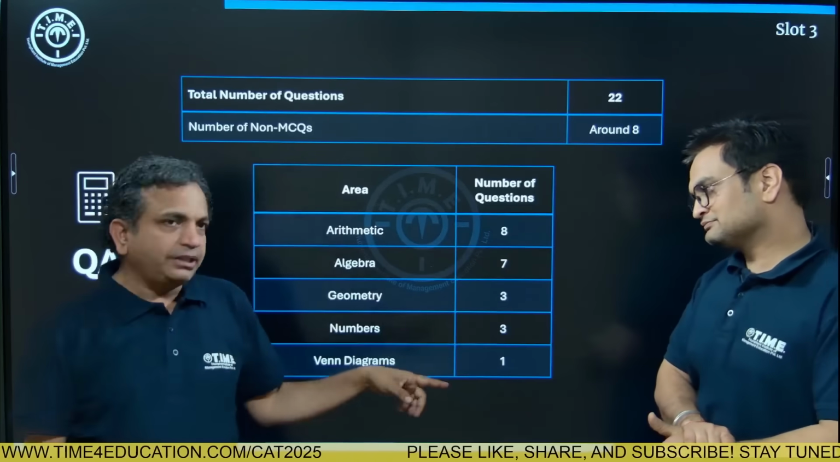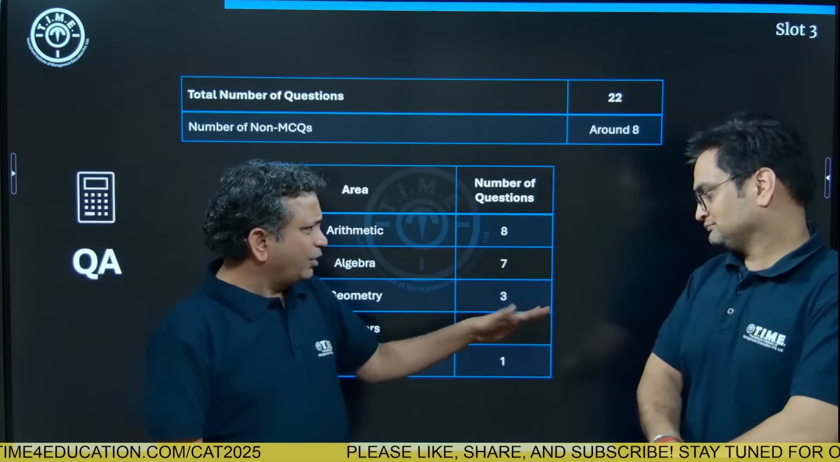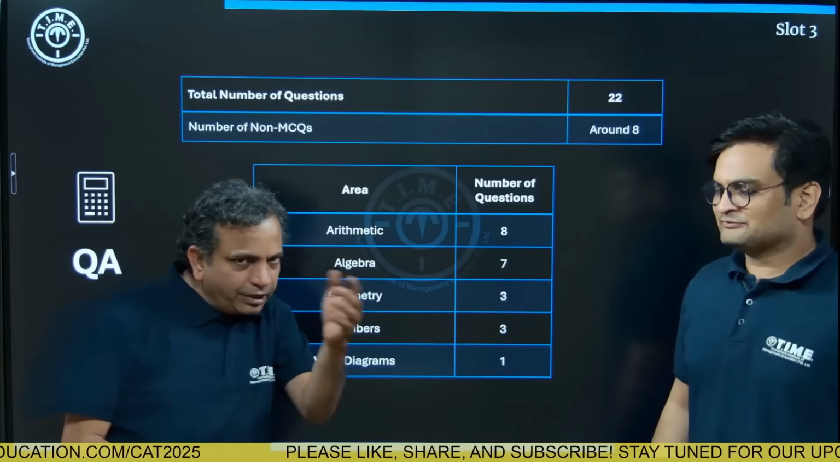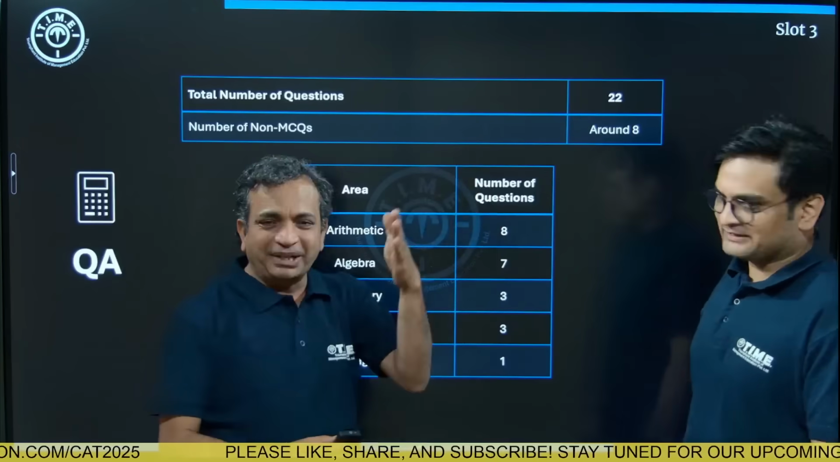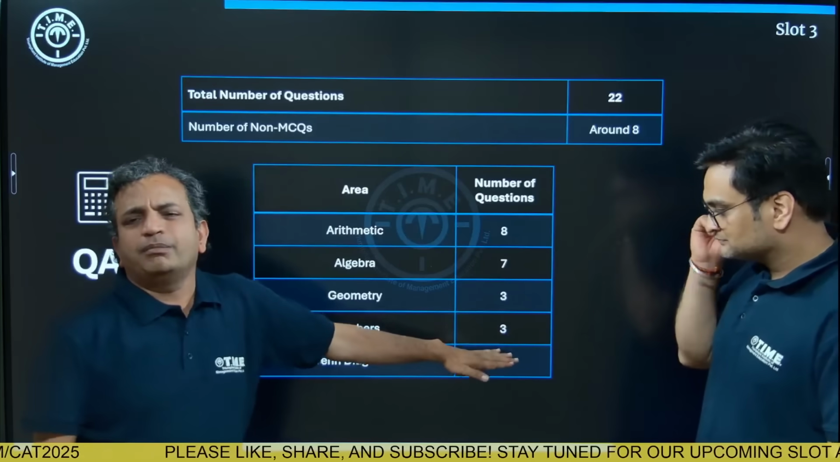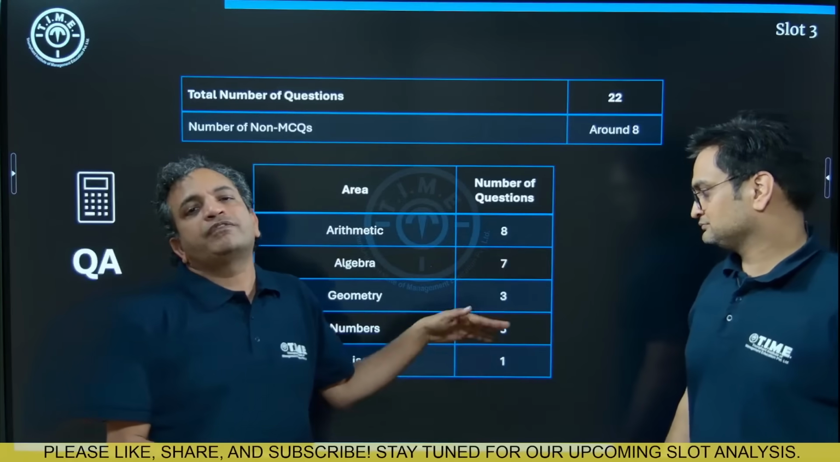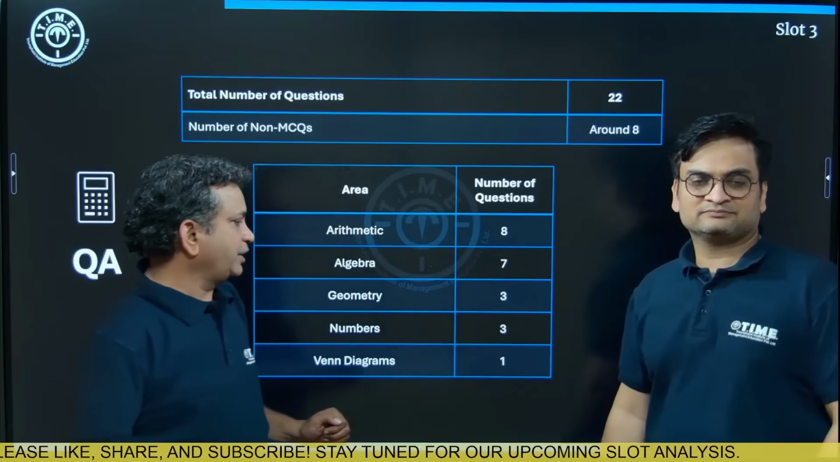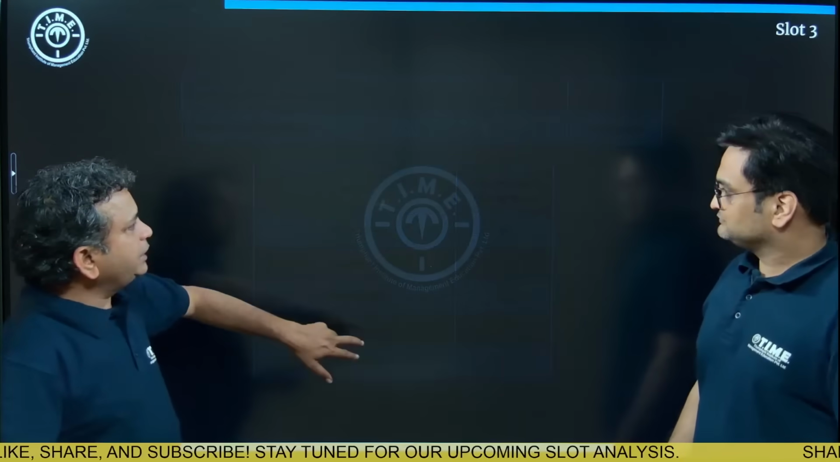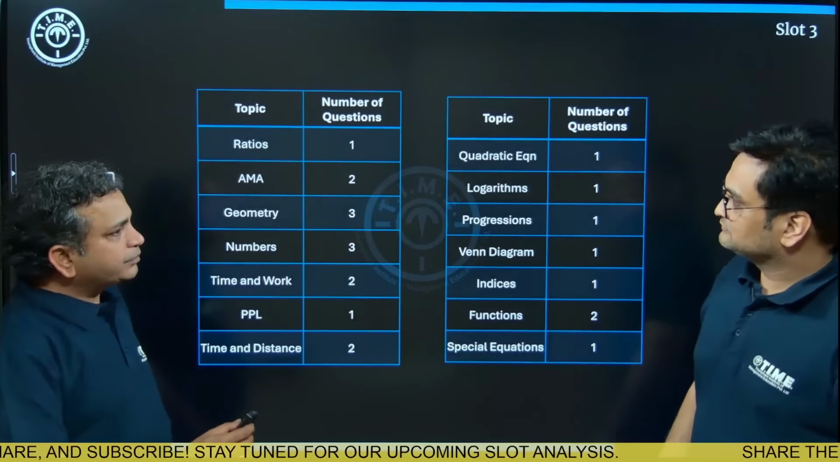Afternoon slot had 3. This slot had, I think, 3 or 4. I think there's a debate in terms of where we classify it, should we classify it in arithmetic or numbers. But net, broadly similar number of questions from numbers in both the afternoon slot and the evening slot. Okay. So let's look at the topic-wise distribution here.